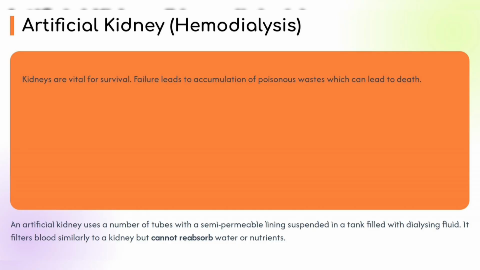During dialysis, blood is passed through special tubes inside a machine containing dialysing fluid. This machine removes waste materials and extra salts from the blood, similar to the work of a real kidney. After cleaning, the purified blood is sent back into the body. Thus, hemodialysis helps patients survive when their kidneys are not functioning properly.